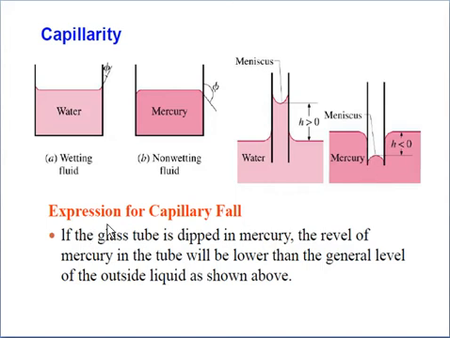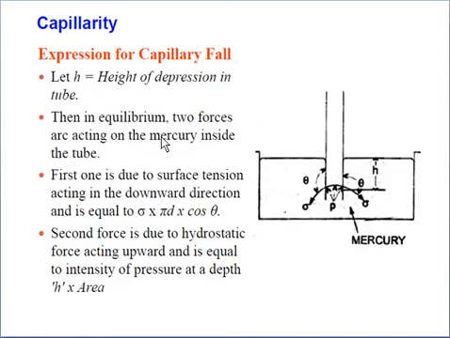Now see the expression for the capillary fall. If the glass tube is dipped in the mercury, the level of the mercury in the tube will be lower than the general level outside the liquid, as shown above. Here h is the height of the depression in the tube. This part is filled with the mercury.